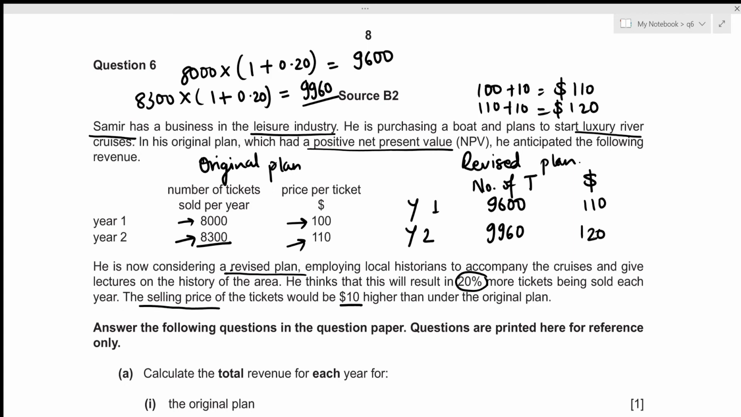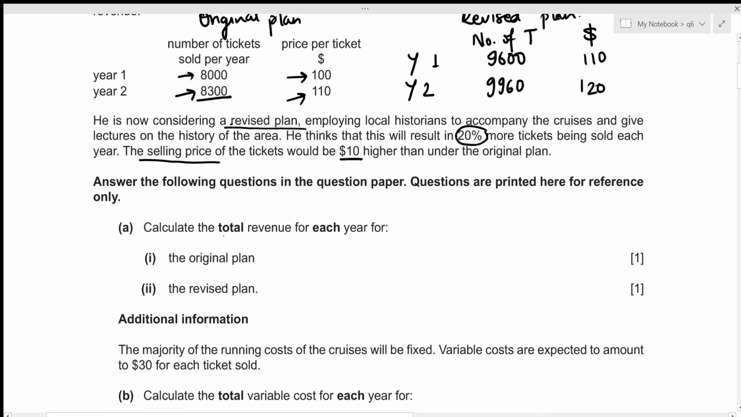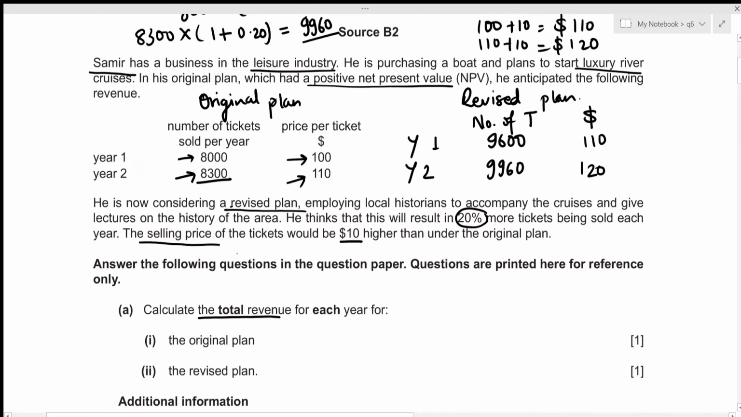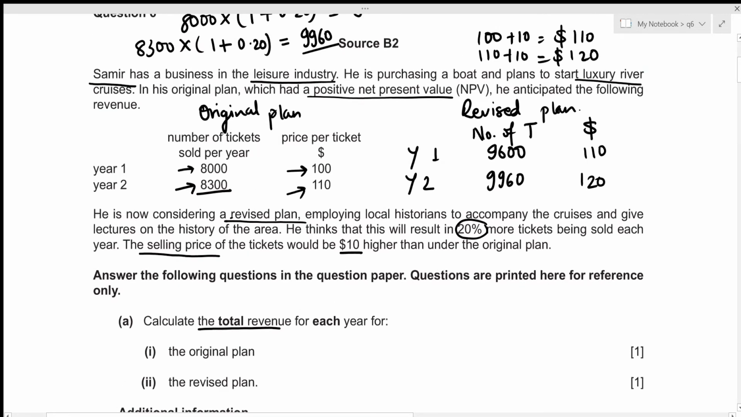Okay, now we can move towards the first part of this question. We need to calculate the total revenue for each year for the original plan as well as the revised plan. Okay, so the total revenue is just going to be the product of the number of tickets sold per year and the price per ticket. So let's figure it out for our original plan. For year 1, we have the number of tickets of 8,000 and the price per ticket of 100. So that's going to be 8,000 times 100, which gives the total revenue under the original plan for year 1 to be 800,000.